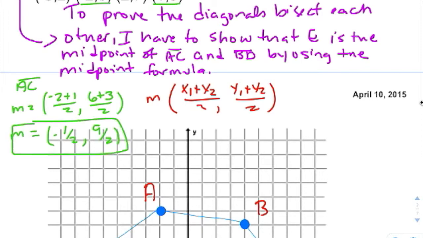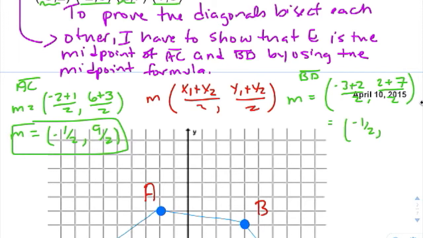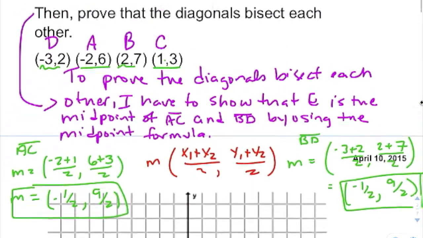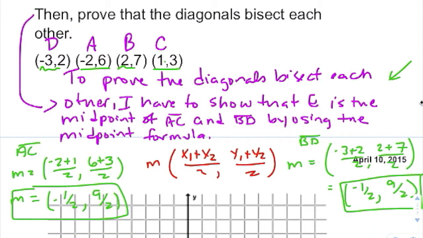Also works out for BD, which I'll do right here. So the midpoint for B and D, and again I'm going to grab those points from right up here. There's D and there's B. So we have -3 plus 2 over 2, that's for the x's, and then 2 plus 7 over 2, that's for the y. So now with some simplifying, -3 plus 2 is -1, so it'd be -1/2 again. 2 plus 7 is 9, so it'd be 9/2 again. And again, since I wrote a really nice statement of intent, I don't have to re-explain my work. I already explained it right there, which is why that step's really important.